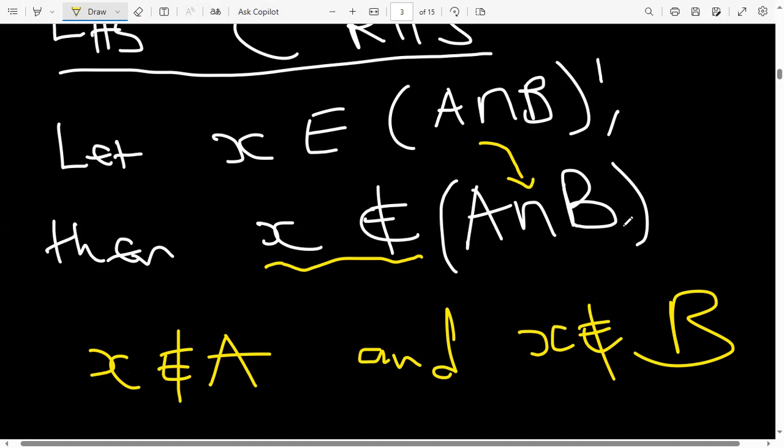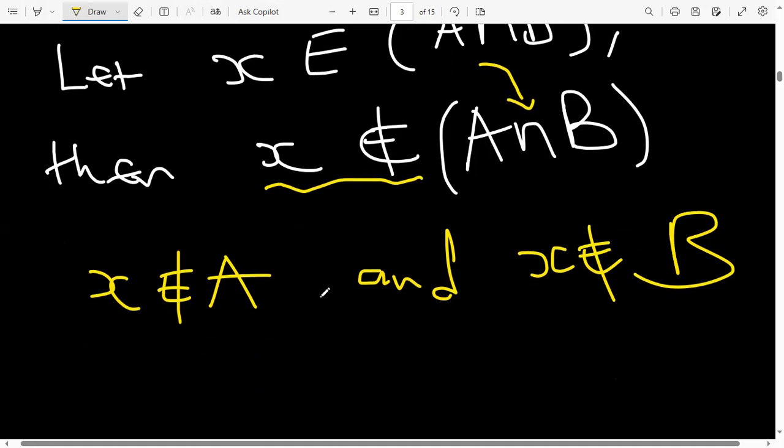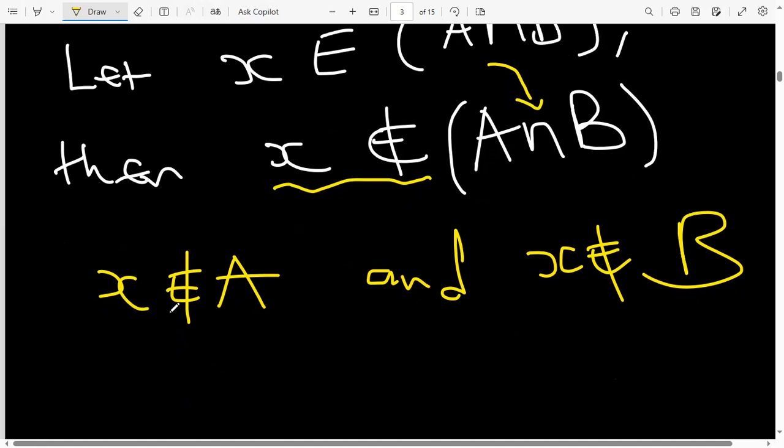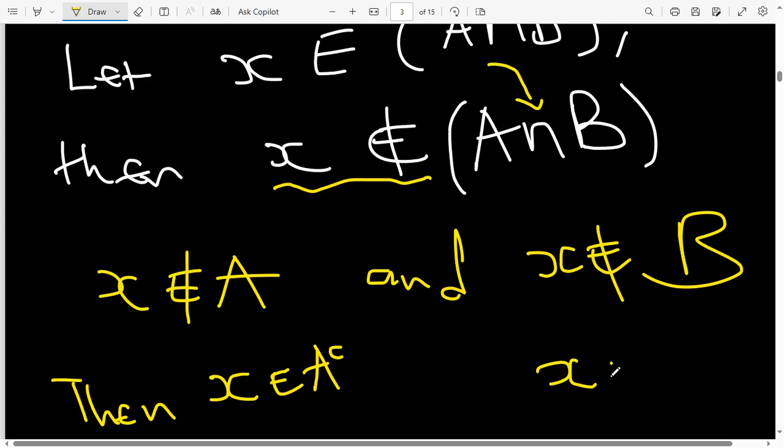And then from here now, if this X is not a member of A, then what does that mean? Then it means that X is a member of A complement. So remember the rules. And then on the other side, if X is not a member of B, it means that X is a member of B complement.